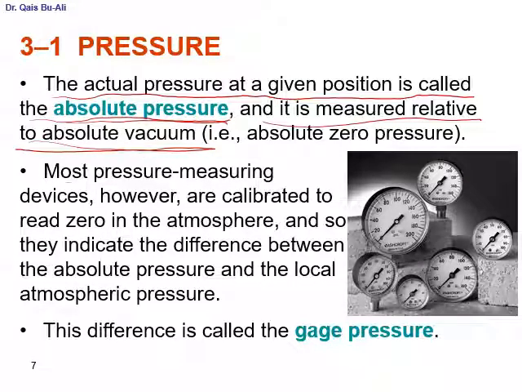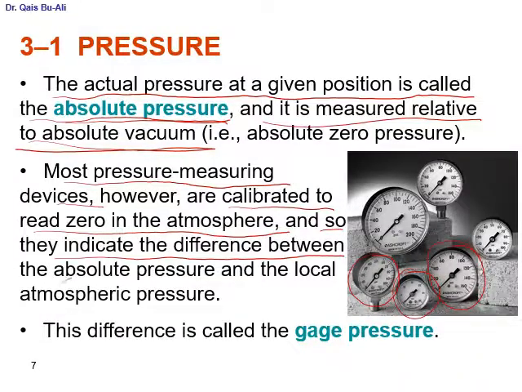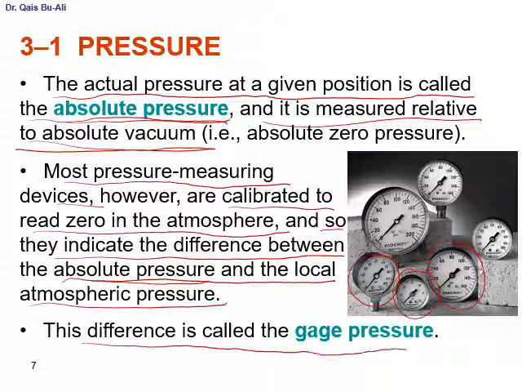Actually, most pressure measurement devices are calibrated to read zero in the atmosphere. So if you look at any of those pressure measurement devices, you can see that they are reading zero because they are calibrated to read zero in the atmosphere. And so they indicate the difference between the absolute pressure and the local atmospheric pressure. Usually this difference is called the gauge pressure.